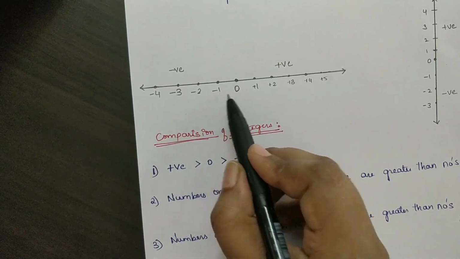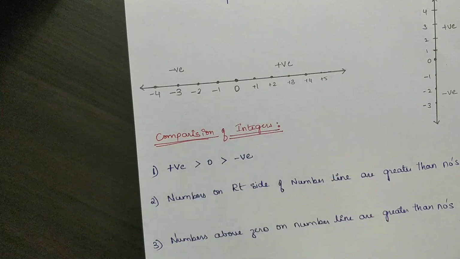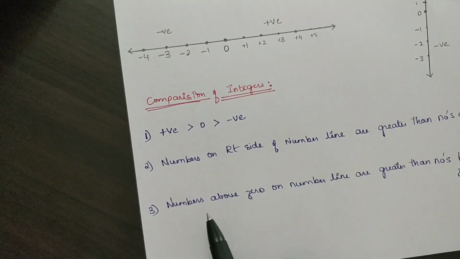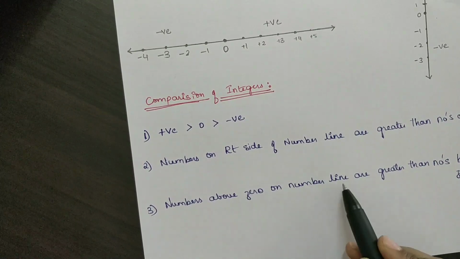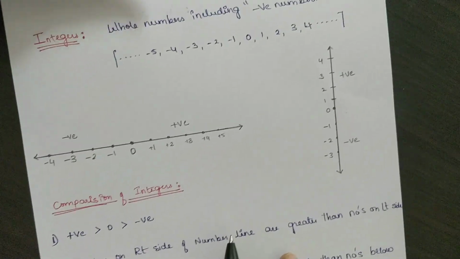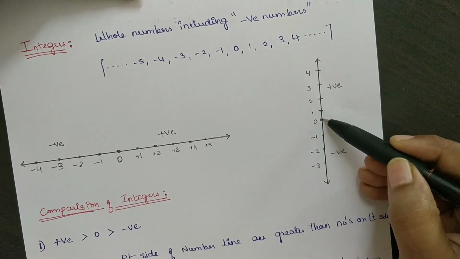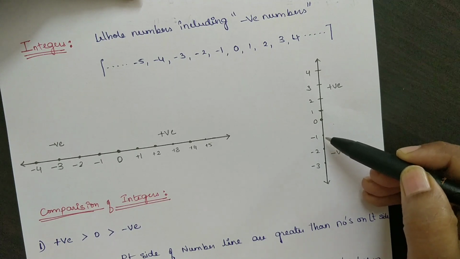-1 is less than +1 because +1 is on the right side. Numbers above 0 on the number line are greater than numbers below 0. 1 is greater than 0. 0 is greater than -1.